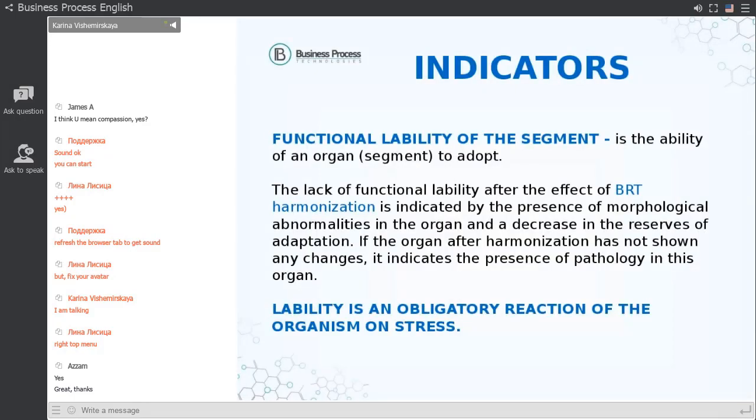The last indicator, but not least, is liability. I have told you that we run one test, then we do a harmonization test, and we do the second test, and we read the results from this second test. Why? This is connected to liability of organs and systems. Liability is the ability of the organ, or a segment in our case, to adapt.